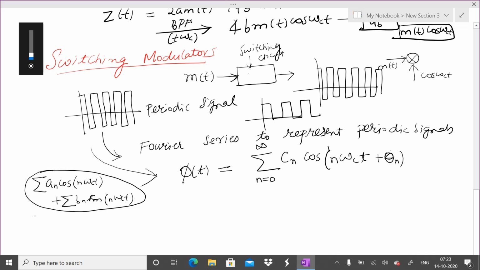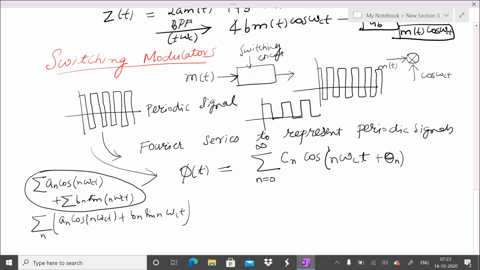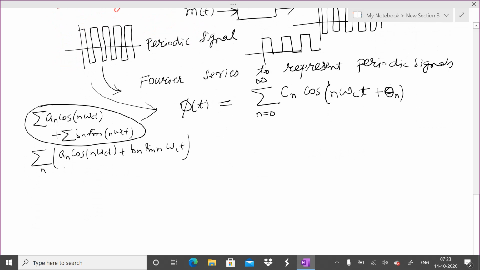So now what we can do is, if we take an cos n omega ct plus bn sine n omega ct, with simple trigonometric transformations, you can write this whole thing as some Cn cos of n omega ct plus theta n. You know how to do it, right? So you do that like this.